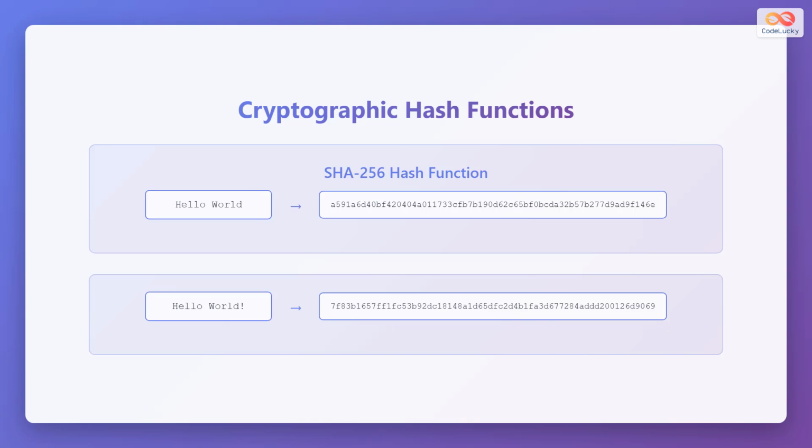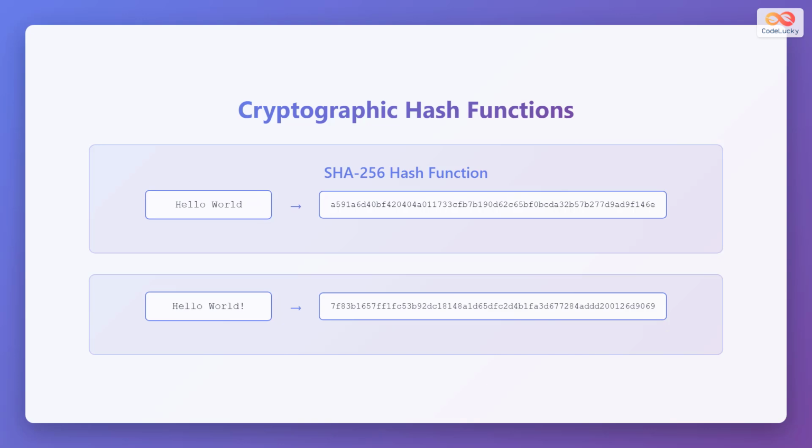Cryptographic hash functions are a vital component of blockchain technology. Let's explore how they work. On the top, we have the secure hash algorithm 256 hash function, also known as SHA-256. If we input the words "Hello World," the function outputs a long string of seemingly random characters and numbers: a591a6d40bf420404a011733cfb7b190d62c65bf0bcda32b57b277d9ad9f146e.